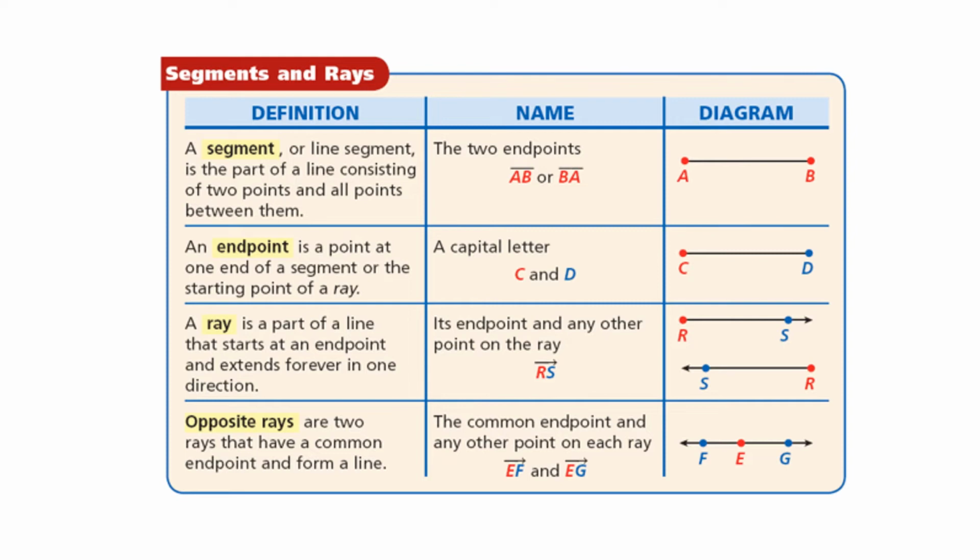A ray is a part of a line that starts at an endpoint and extends forever in one direction. Notice this goes through S, so you would write it as RS. Note that this is going the other direction, but it's still written the same way, RS. It always originates with the endpoint and shows what point it passes through. Opposite rays are two rays that have a common endpoint and form a line. EF and EG both share E as the common endpoint, and they do create a straight line. So those are opposite rays.